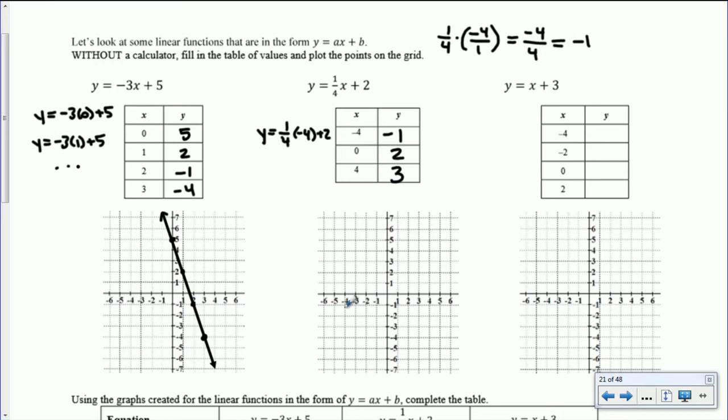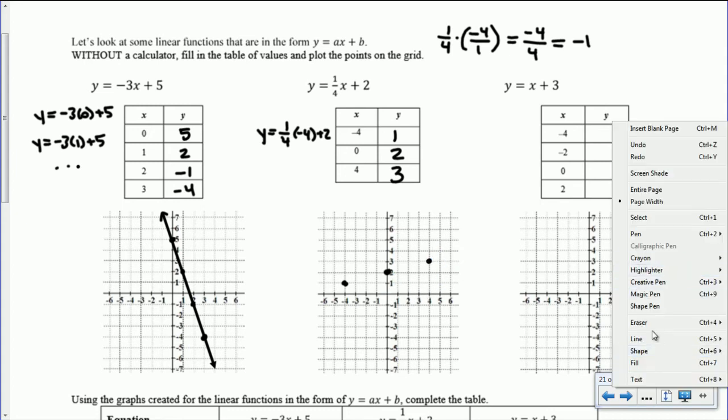Left 4, down 1. Is that right? Left 4, down 1. Oh, what have I done there? My mistake. Fix this. Oh, too much. So obviously, -1 plus 2 is 1. Sorry if you were screaming at your computer a moment ago. Just fix that. So -4, 1 goes there. 0, 2 goes there. And 4, 3 goes there.